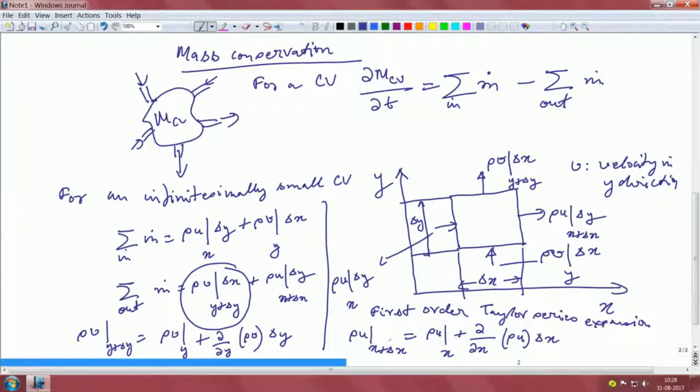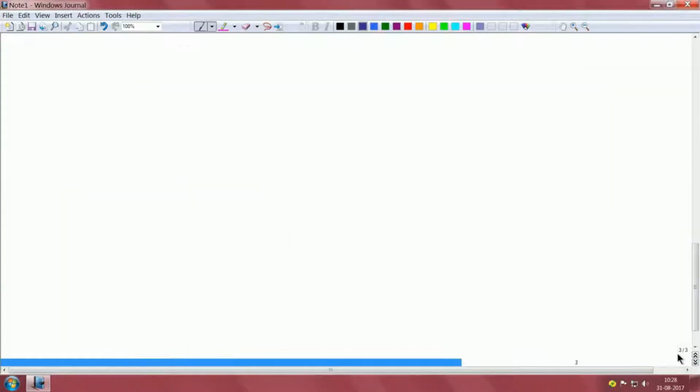So, when you evaluate the exit velocity, you can expand it around the inlet velocity plus whatever is the slope. Essentially the second term is the gradient of the whole thing. Okay, good. Now that we have established this, the job becomes very easy, so to say.